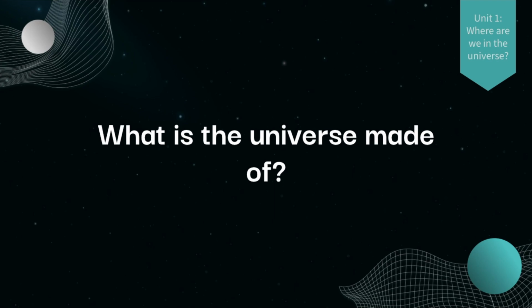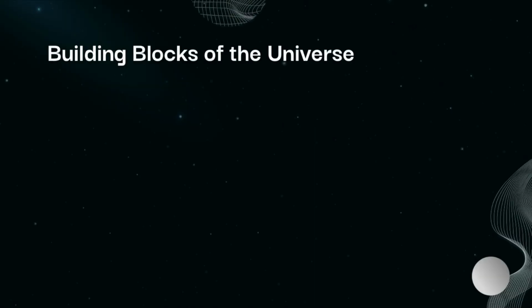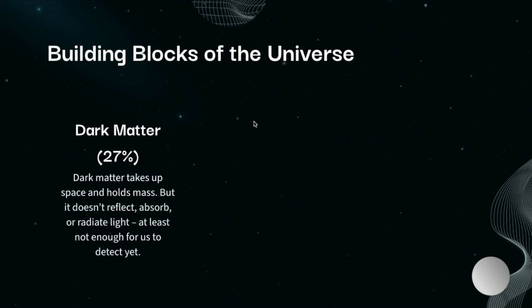Today we're going to be seeing some physics, and more specifically, what is the universe made of. So going straight to the point, the universe has three main building blocks. Those are dark matter, which makes up 27% of the whole universe, and it does take space and hold mass, but it doesn't reflect, absorb, or radiate light. What does this mean? This means that it is not visible neither for us nor technology.